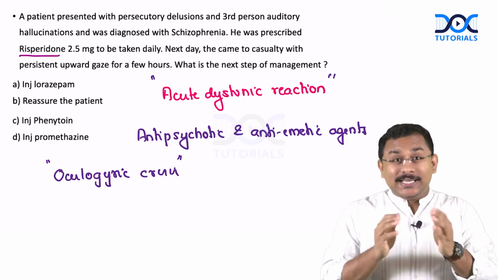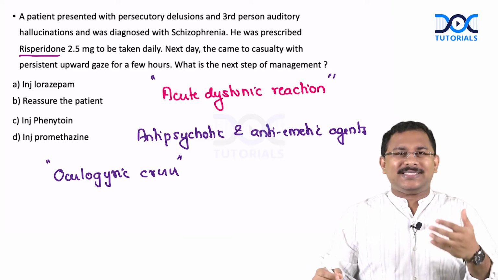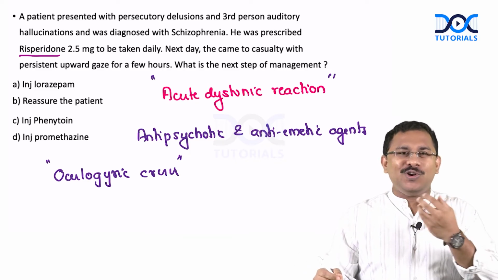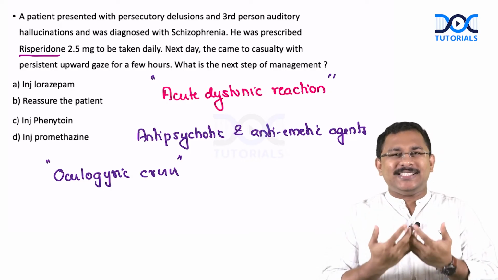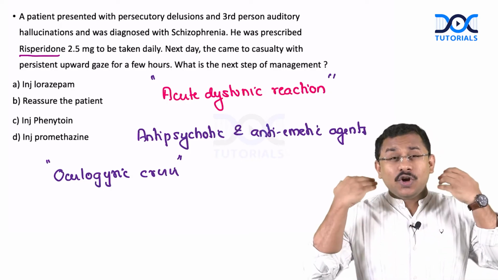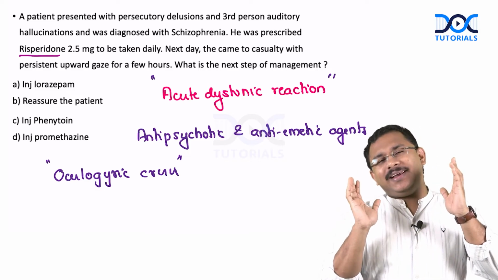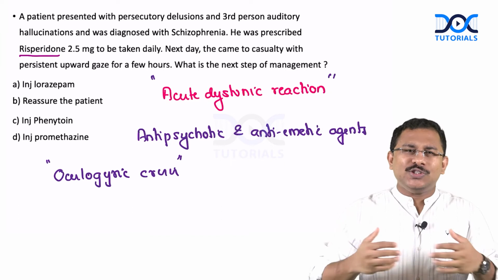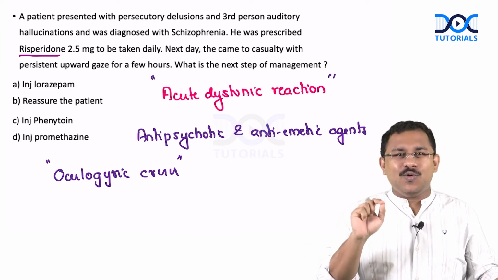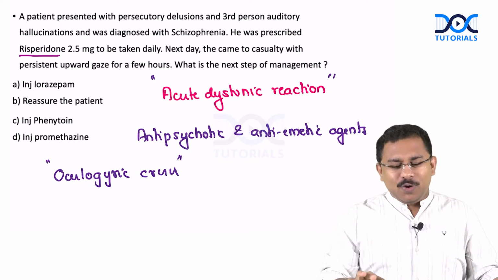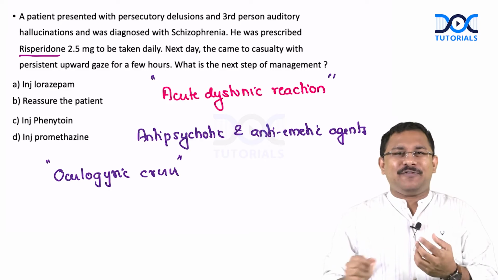And not just oculogyric crisis, you can have other acute dystonic reactions as well, like a buccolingual crisis where you have trismus or dysarthria, dysphagia. You can have a torticollic crisis where the patient can have an abnormal asymmetric head or neck position. So there are different crises, but the question that is given is regarding the oculogyric crisis. Now, what about the management? Because the question is on the next step of management.